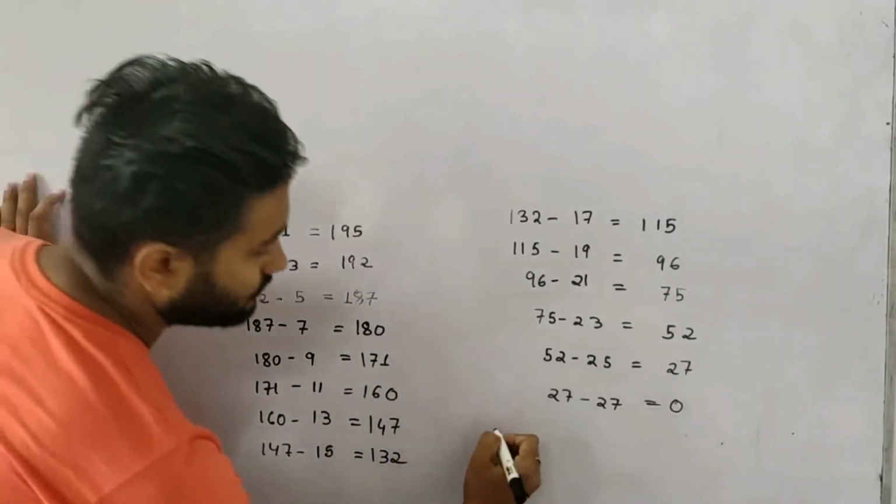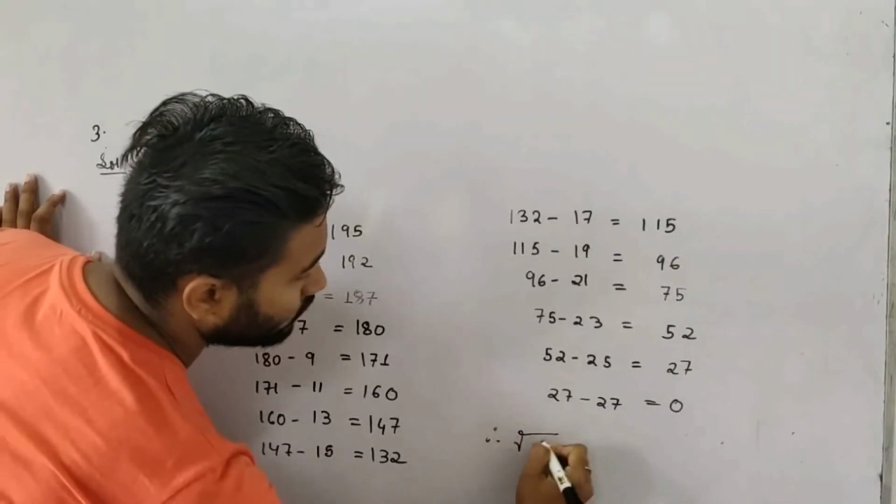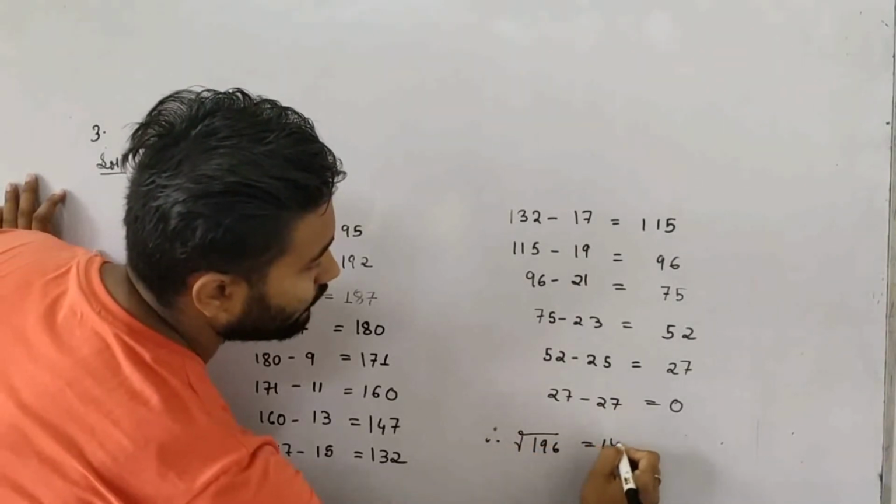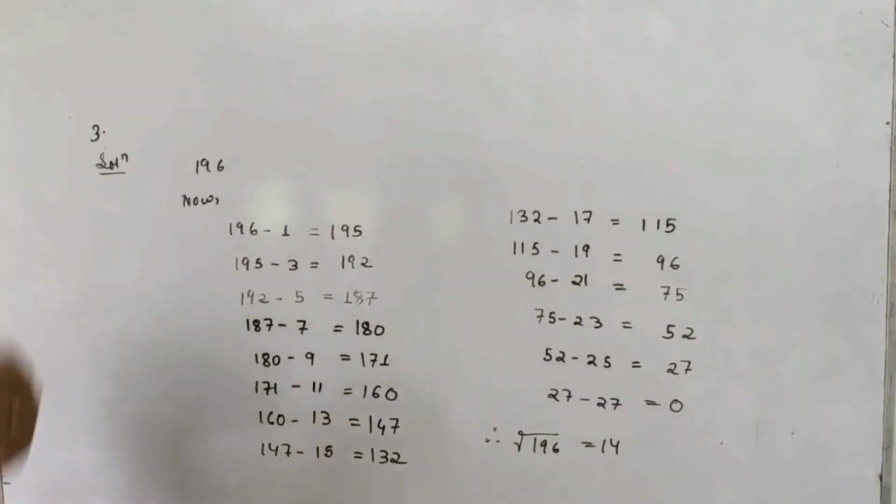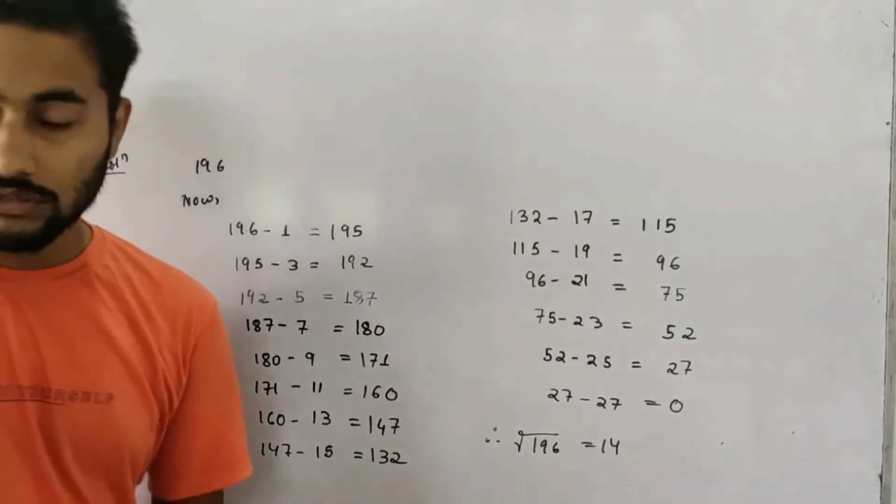So therefore, the square root of 196 is what? 14. So very simple. This is the way you have to do this question, okay?